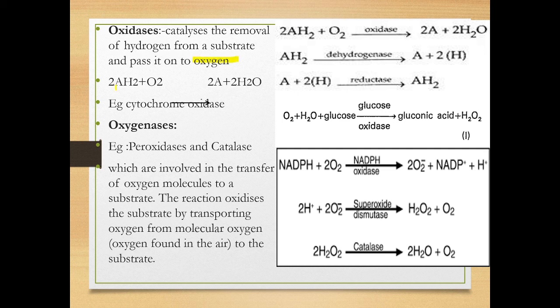It transfers to oxygen. So same product is called 2AH2, just a representation. Oxygen atom is there, then this hydrogen atom is removed to oxygen. So this becomes water and this becomes 2A. Clear? One of the examples is called cytochrome oxidase. Cytochrome oxidase is a respiratory enzyme, a very important enzyme.